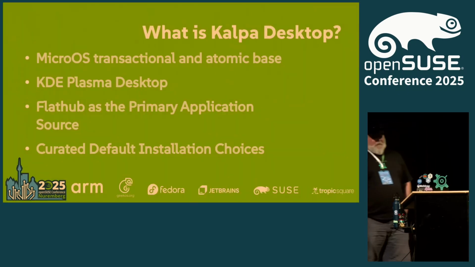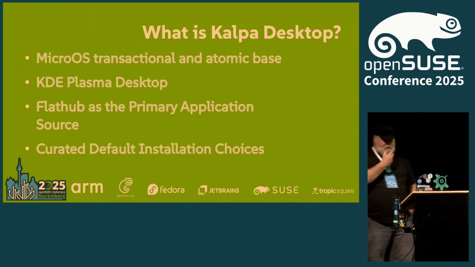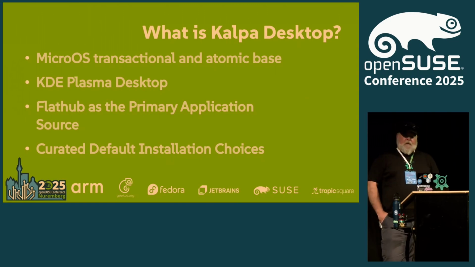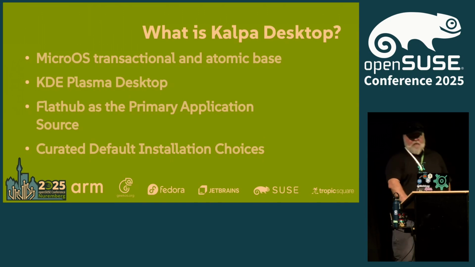So what is the Kalpa Desktop? I'm using the microOS transactional and atomic-based setup, much like Aeon does, offering the KDE Plasma Desktop, Flathub as the primary application source. And I don't like using the term minimal, because that means so many different things to different people. I'm calling it a curated default installation, making some opinionated choices about what's in the default.